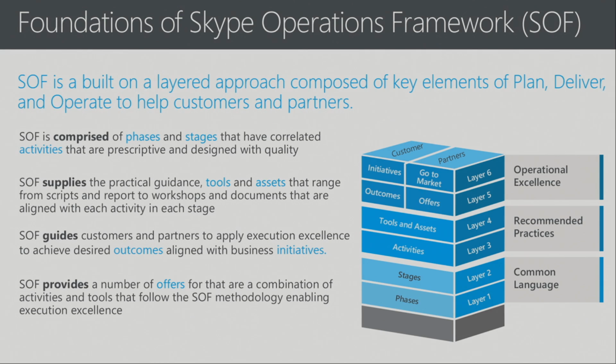So look at this from the bottom up. Layers 1 and 2, phases and stages. All right, layer 1, plan, deliver, operate. Simple, right? That's the high-level phases. Now, we could have left it there, but think about it. Plan could mean a lot of different things to a lot of different people. Plan what? Plan my network? Plan my client deployment? What am I planning, right? Am I planning to roll out Skype? Am I planning to figure out what Skype is, right? So just plan by itself wasn't enough, right?